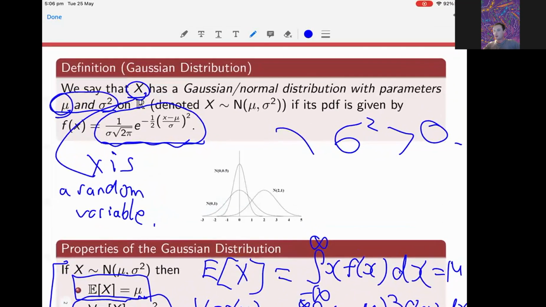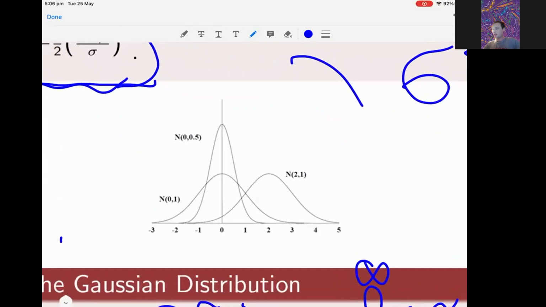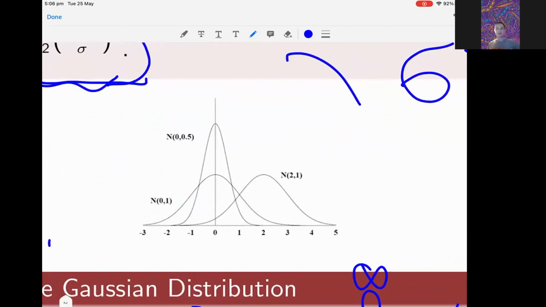Here you've got a picture which I think describes quite nicely the role of these particular parameters. We've got this first one here, which is centered in the middle. For this one, the expected value is 0.